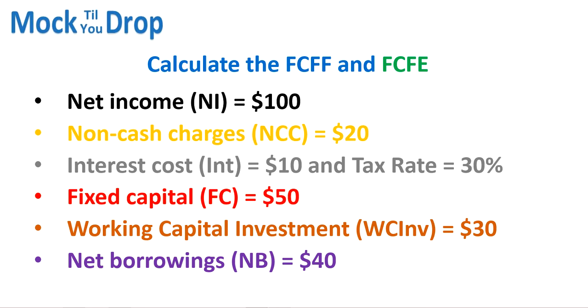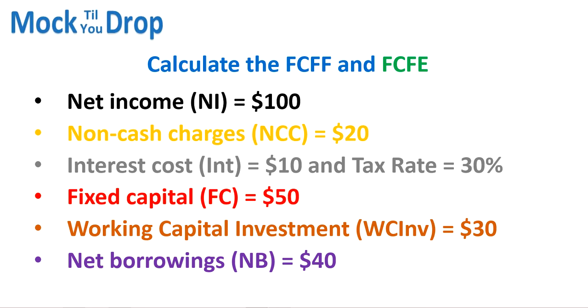Now, non-cash charges, these are typically like depreciation. It can also be amortization. And the best way to think about this is, let's say you purchase a car for $15,000 and after 5 years it depreciates to $10,000. So the value of the car decreases by $5,000. However, you didn't pay out cash to anyone in the amount of $5,000.